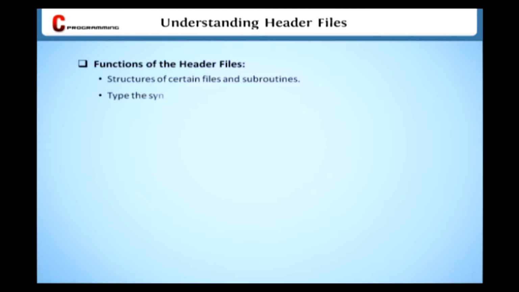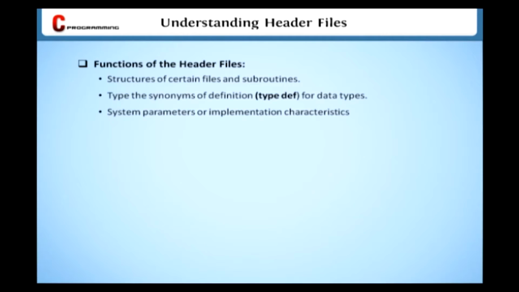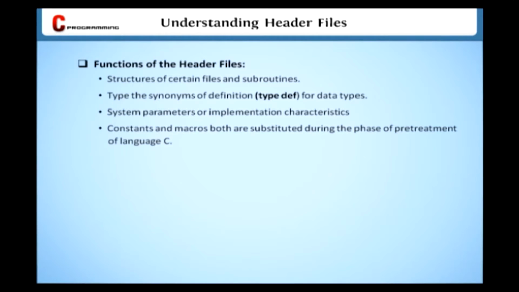The header files define the following: structures of certain files and subroutines, type synonyms of definition, typedef for data types, system parameters or implementation characteristics, and constants and macros which are substituted during the preprocessing phase of the C language. Some of the header files are enumerated here.